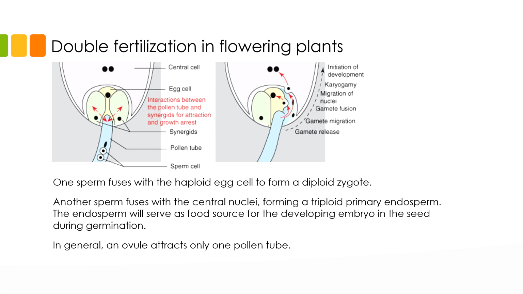In general, an ovule attracts only one pollen tube. Evolutionarily, this makes sense because it will be a big waste of energy and resources if a pollen tube goes to an ovule that has already been pollinated.